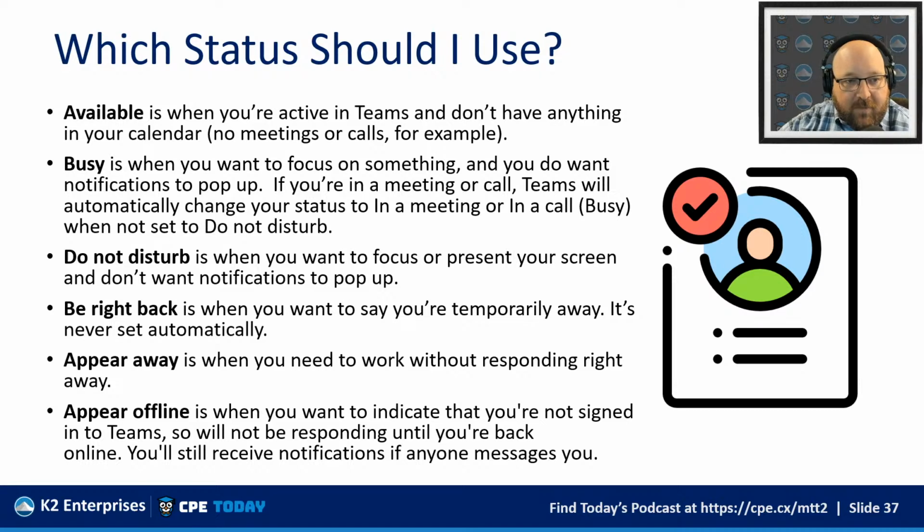Well, there are a couple of big ones here. You've got your available. This is the default status. If you don't have anything in your calendar, like no meetings, and you're not talking to somebody on a Teams call or more, it shows you as green. It shows you as available.